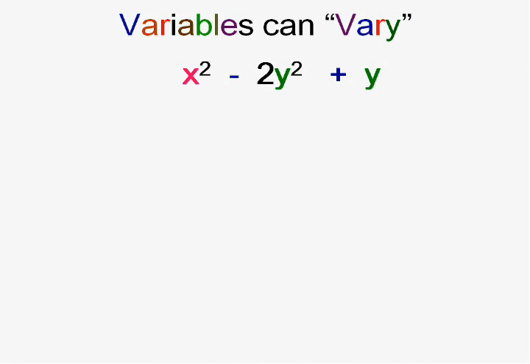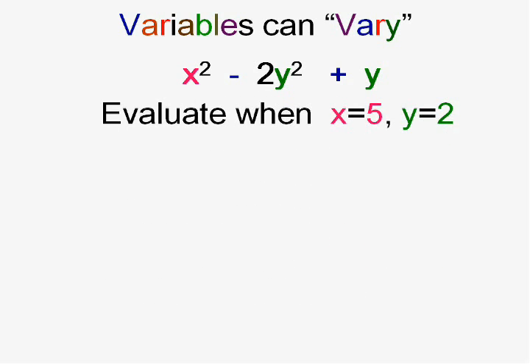It looks like the same question, doesn't it? But this time, as I said, variables can vary. That's why we call them variables. I'm going to do the same thing again, but we're going to put in different values into these placeholders. Instead of x, I'll put a 5, and instead of y, I'll put a 2. Now let's follow our order of operations again, basically doing the same thing with different values for our variables.